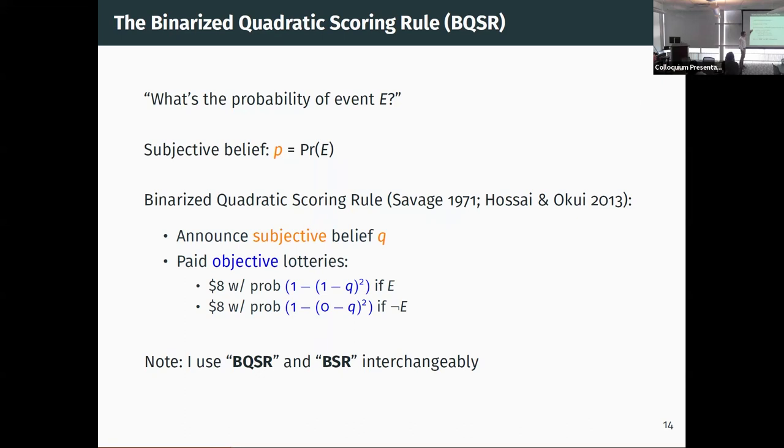All right, so let me go through the theory real quickly of this BQSR and why it works. So again, people will have a subjective belief P, they report Q, and they get this probability payment. Let's say we want to know their probability of some event E. They get this payment if E occurs. They get this payment if not E occurs. This is the binarized quadratic scoring rule, so BQSR. I'm often going to screw up and call it BSR. It does mean the same thing if you see that. Okay, so again, that's how it works.